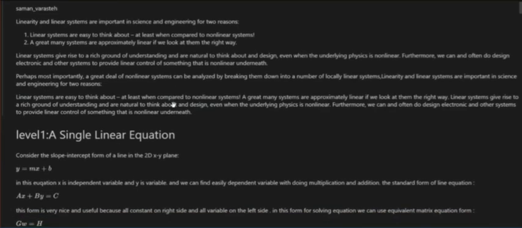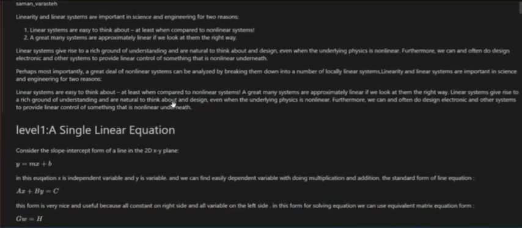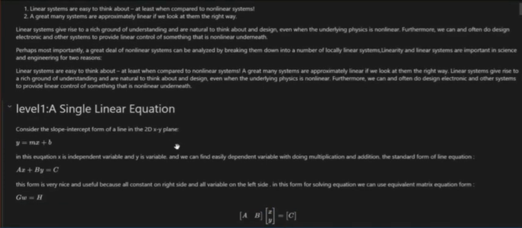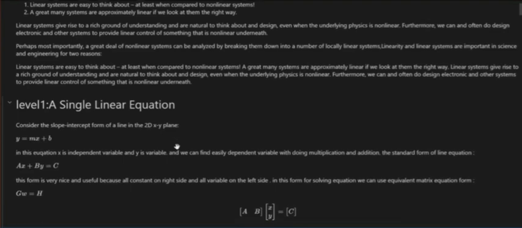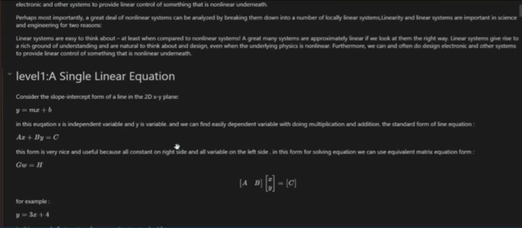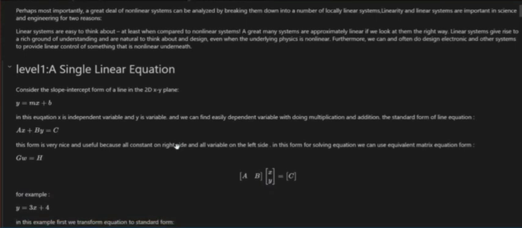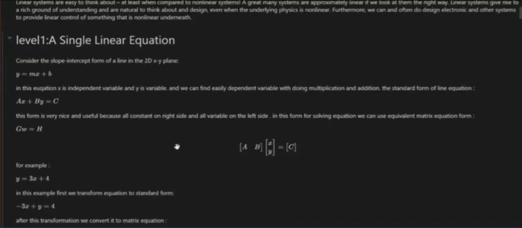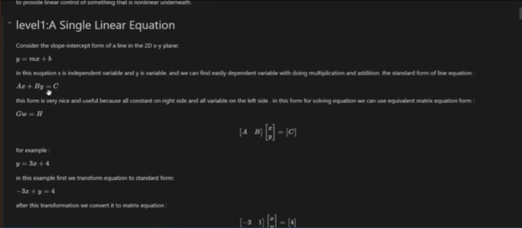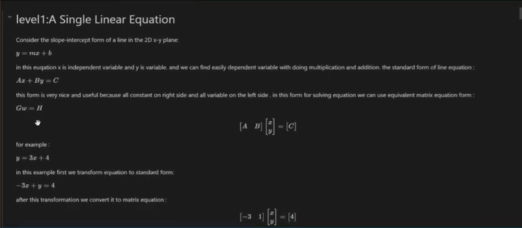Take a simple example. The equation of the line y equals mx plus b. Level 1 of linear: one equation, infinite possibilities. Let's start small. Imagine we are working with a single linear equation like 5x plus 4 equals 3y. In this form, we should first transform it to the standard form ax plus by equals c. And after that, we transform it to the standard matrix form Gw equals H.